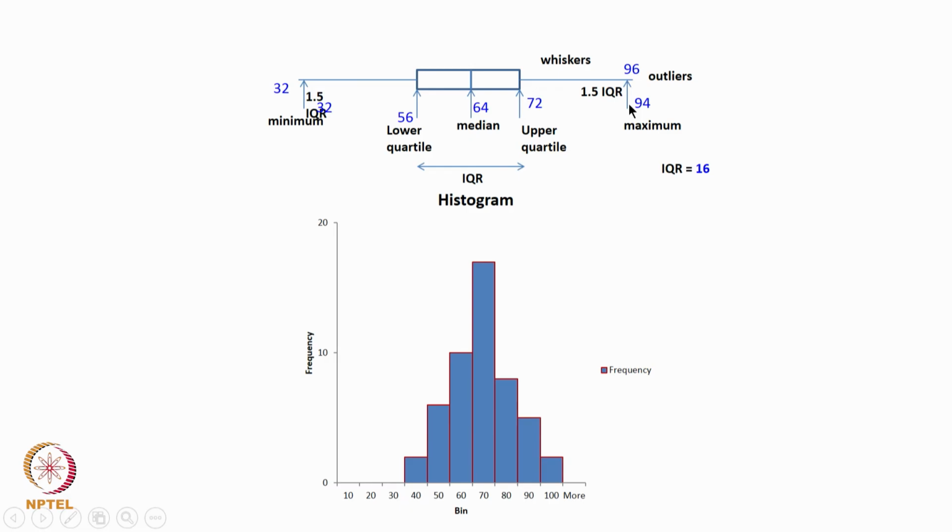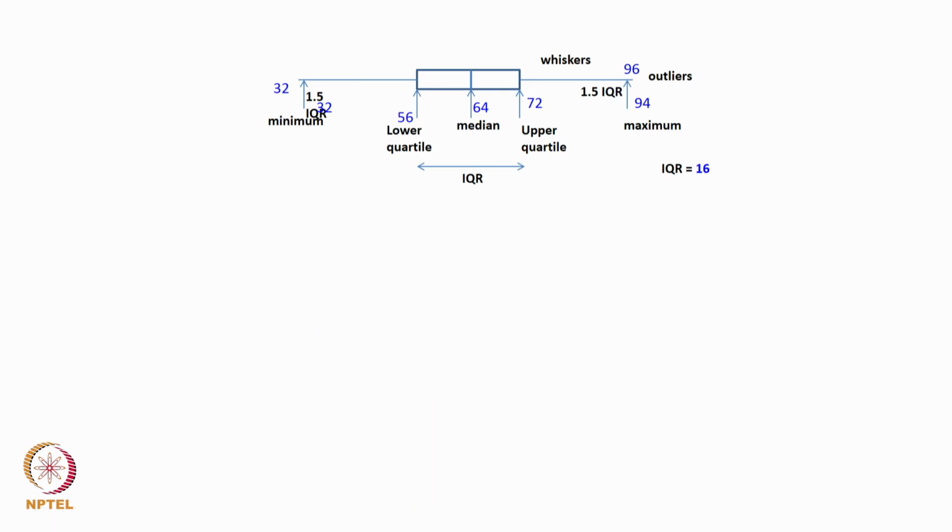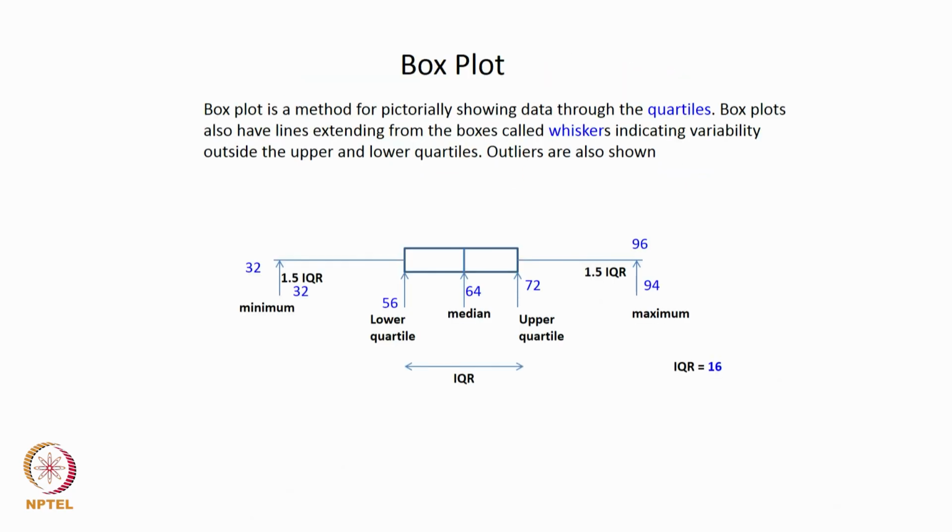So, it is also customary to show the box plot above the histogram, but the box plot by itself gives a good description of the 5-point summary of the data, because it contains the minimum, the lower quartile, the median, the upper quartile and the maximum, and shows the interquartile range.